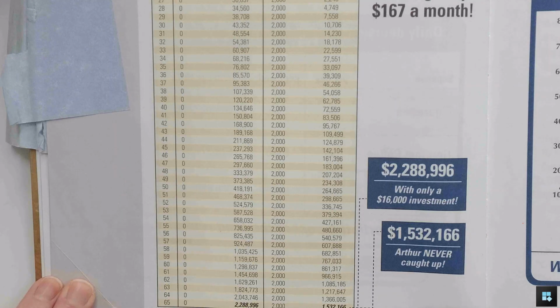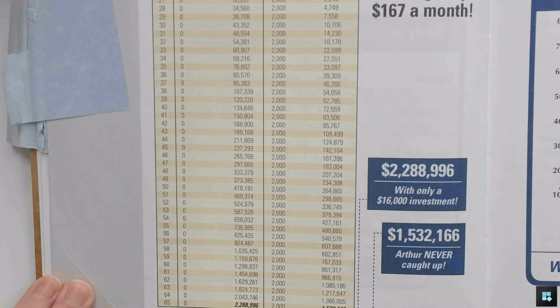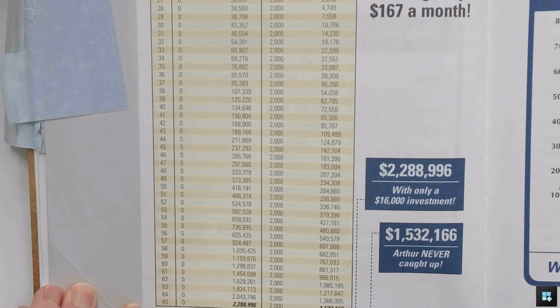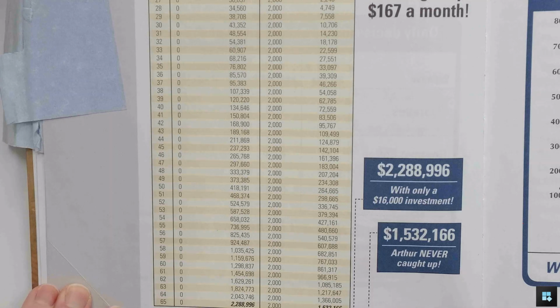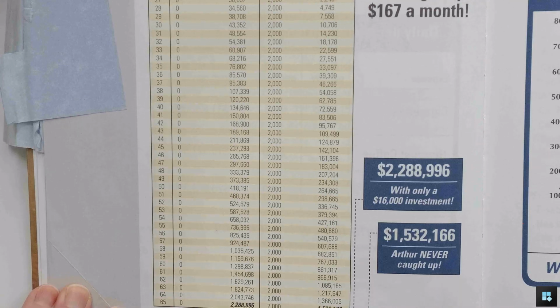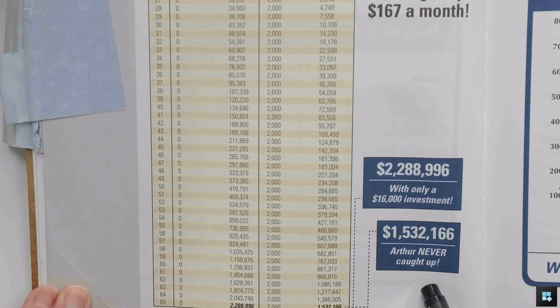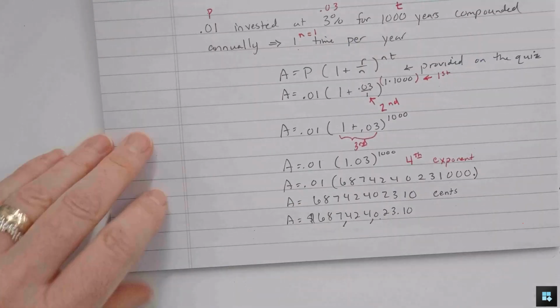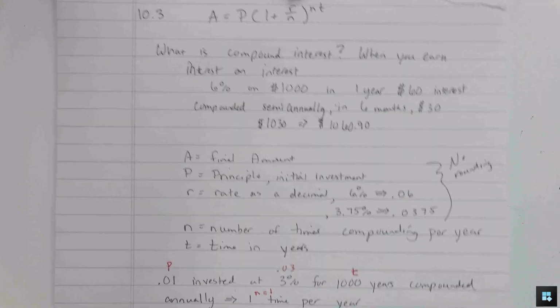Arthur never caught up, and that's why I'm pointing this out to you, because you're young. You have 40 years of investing ahead of you. Okay? If you wait till you're in your 30s, that opportunity will never come back, just like it never came back for Arthur. It never catches up. So those extra years make a huge difference. So let's do some of these examples that you could do. All right?